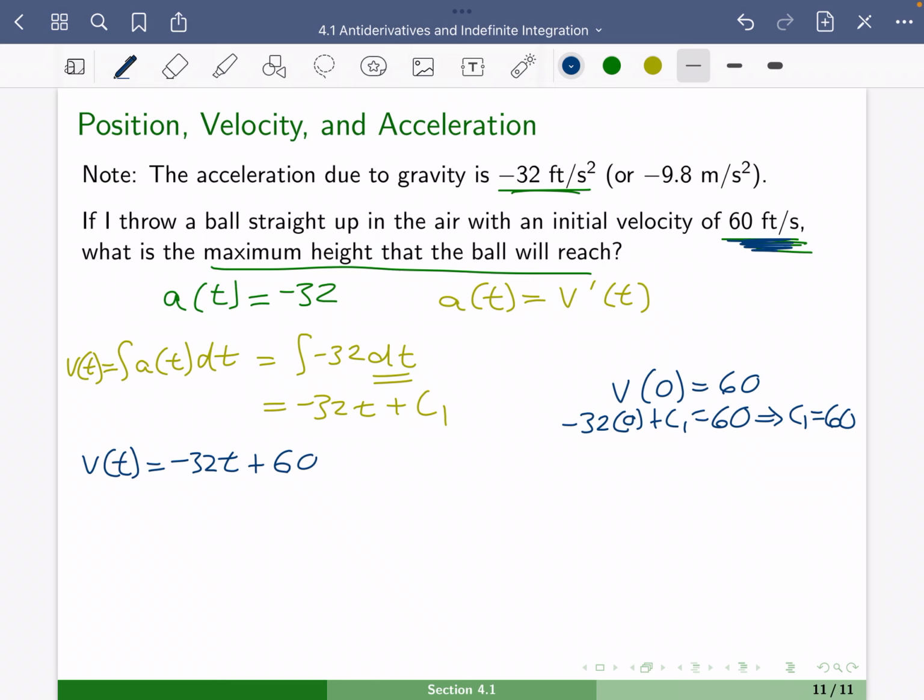Now what? Now we want to find its height. Its position, a function that describes its position. Remember, the derivative of the position is the velocity. So if we were to integrate the velocity, we should get the position.